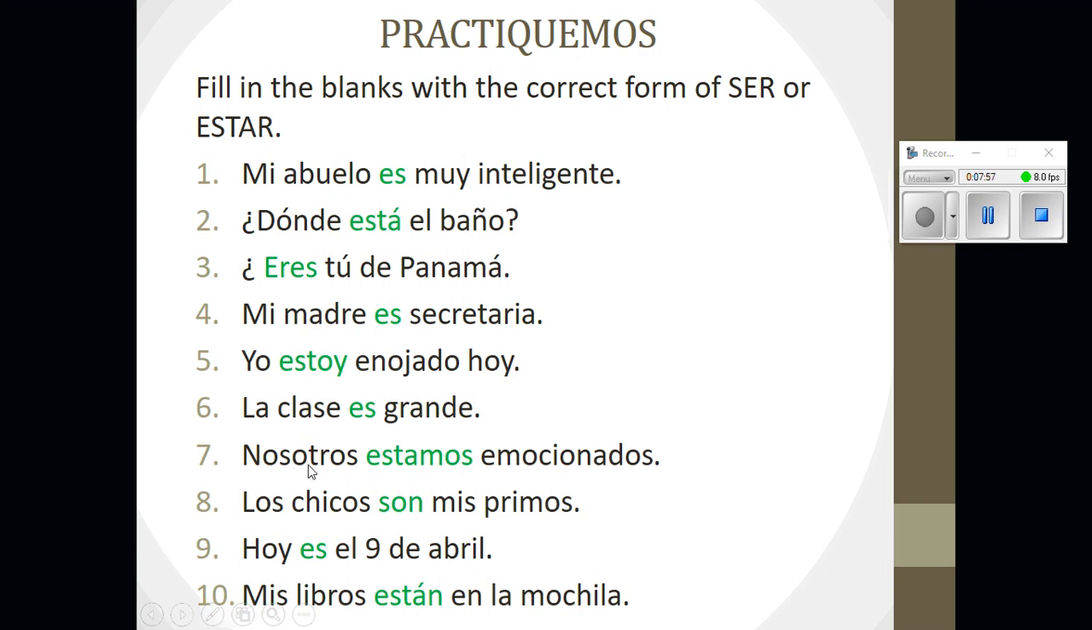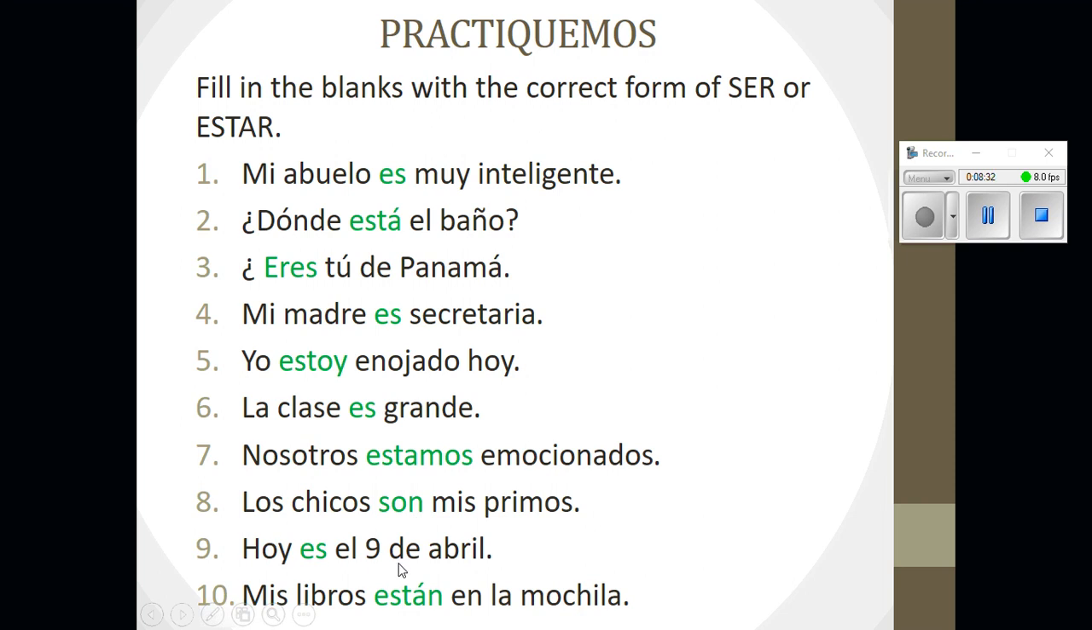Número 7, we are excited. Nosotros estamos emocionados. Okay, being excited is an emotion, and when you want to describe emotion, you have to use estar. And the nosotros form of estar is estamos. 8, the boys are my cousins. Los chicos son mis primos. Okay, we're talking about a relationship. Okay, describing that the boys are my cousins. This is a relationship between me and the boys. Okay, so we need to use ser. And chicos is like saying they, so we need son.